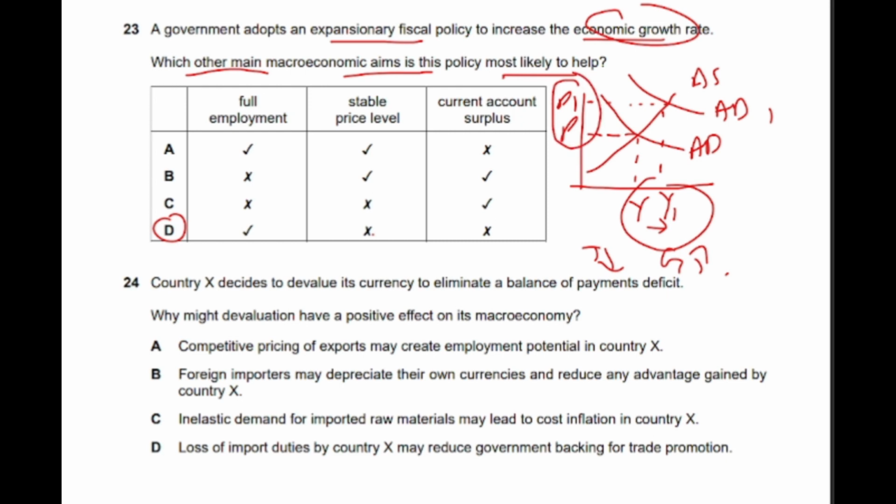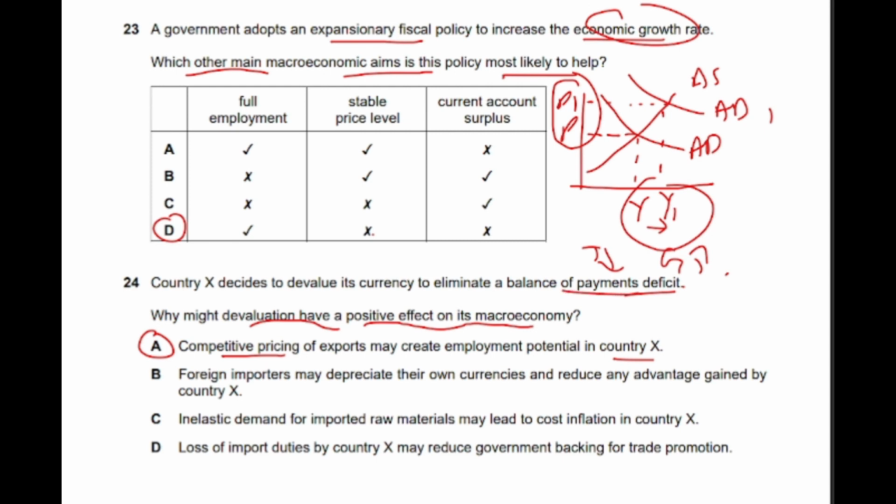Question number 24 says country X decides to devalue its currency to eliminate balance of payment deficit. Devaluation is when government itself reduces the value of currency against other currencies. Why might devaluation have a positive effect on its economy? Option A is the correct answer. Comparative pricing of exports may create employment potential in country X, right? Comparative prices mean when your prices are lower than the prices of other countries. So it will reduce deficit because if your exports are cheaper, at lower prices than other countries, then definitely more people will be willing to purchase goods from you, and as a result deficit will be removed.